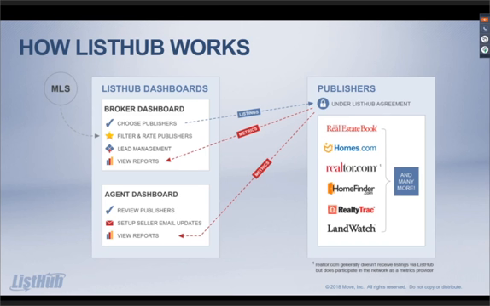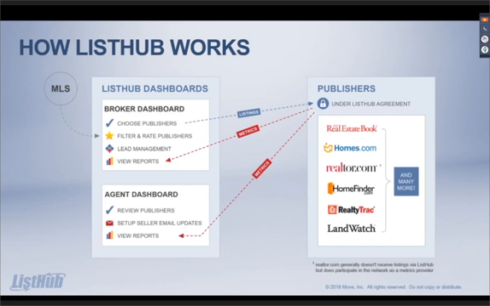So how does ListHub work? It's actually really simple. We are connected with your MLS, so you're going to enter your listings into the MLS. We'll then pick up those listings, we'll receive those listings, and we will send them to your selected publishers. Those publishers will then report to us the metrics, and that is the data we're using for your optional upgraded reports, your seller report, as well as your reporting dashboard.